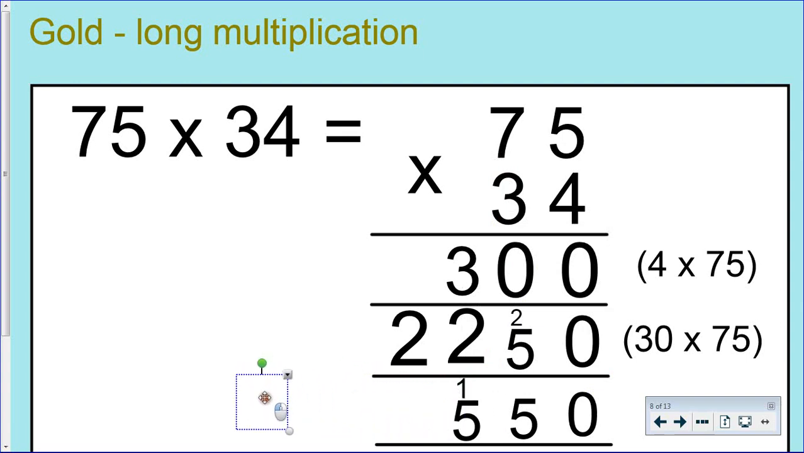3 add 2 is 5, and then we've got 0. There's nothing there, so if you want to, you can put in a 0 to help you. 0 add 2 is 2. Okay, so our answer to 75 times 34 is 2,550.